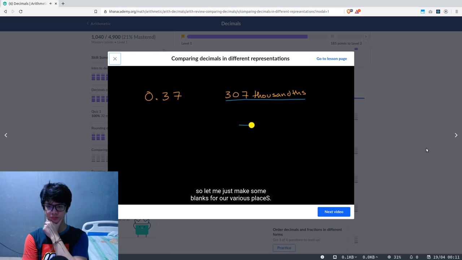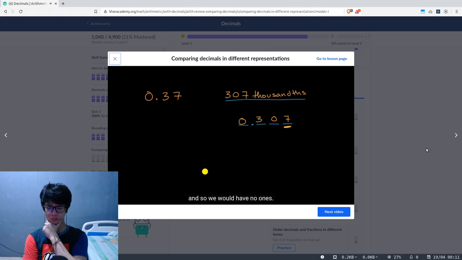So let's say that's the ones place, and that's our decimal. That's going to be our tenths place. That's going to be our hundredths place. And that's going to be our thousandths place. So one way to view 307 thousandths is that we have 307 of this place right over there. So we could just write the 7 there, the 0 there, and the 3 over there. This over here would be 307 thousandths.